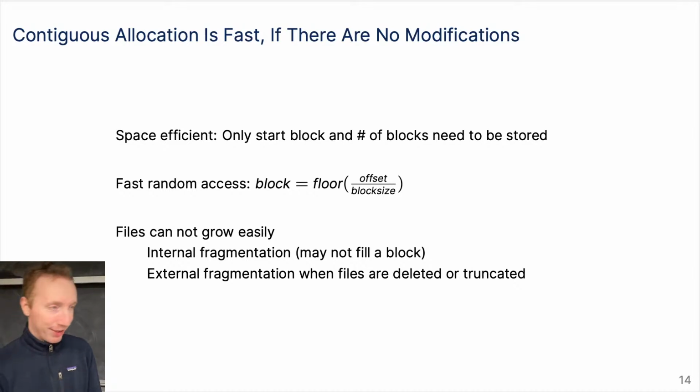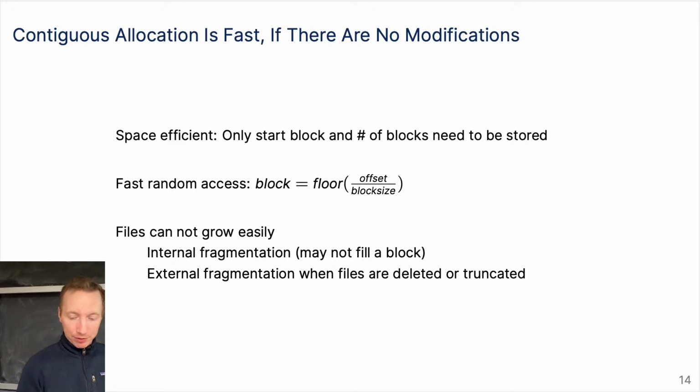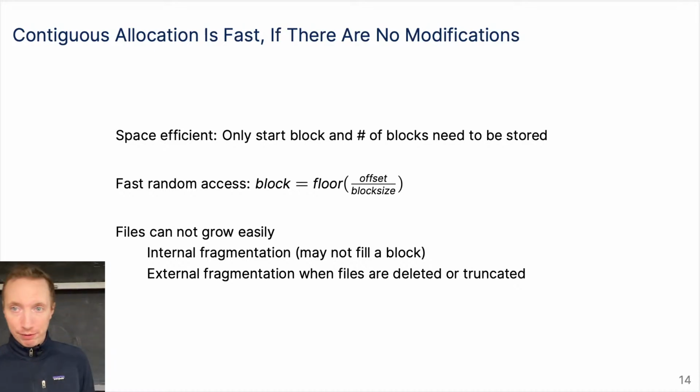And then the drawbacks, of course, is files can't grow easily, so you have to make sure there's space for it to grow. There's going to be internal fragmentation as well, so files may not fill an entire block, but we're going to see you can't really do that much about internal fragmentation, especially if the hardware only cares about blocks. But we're going to have really bad issues with external fragmentation because files can be deleted, they can grow, and they can also shrink. So that's kind of a nightmare if you have to handle the allocations.